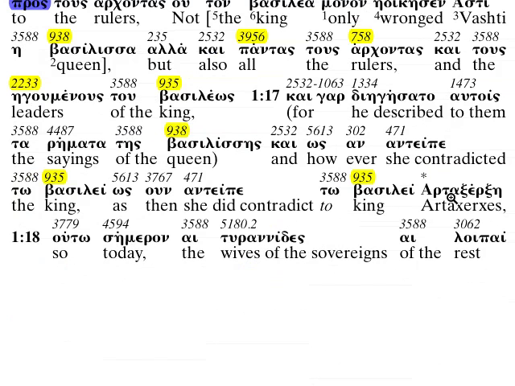For he described to them the sayings of the king. And however she contradicted the king. So she was saying things against him and how she wasn't going to do what he wanted. Apparently this man came and told the king of all the things that she was saying and how she contradicted him.